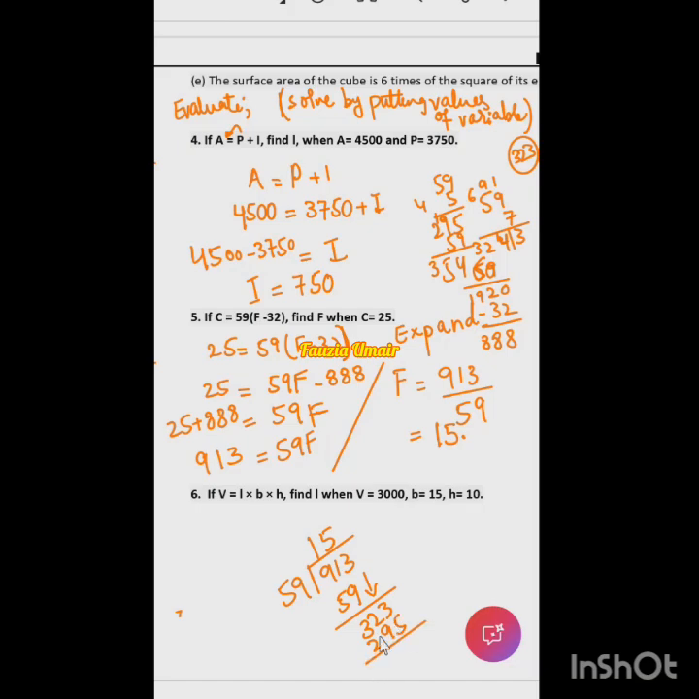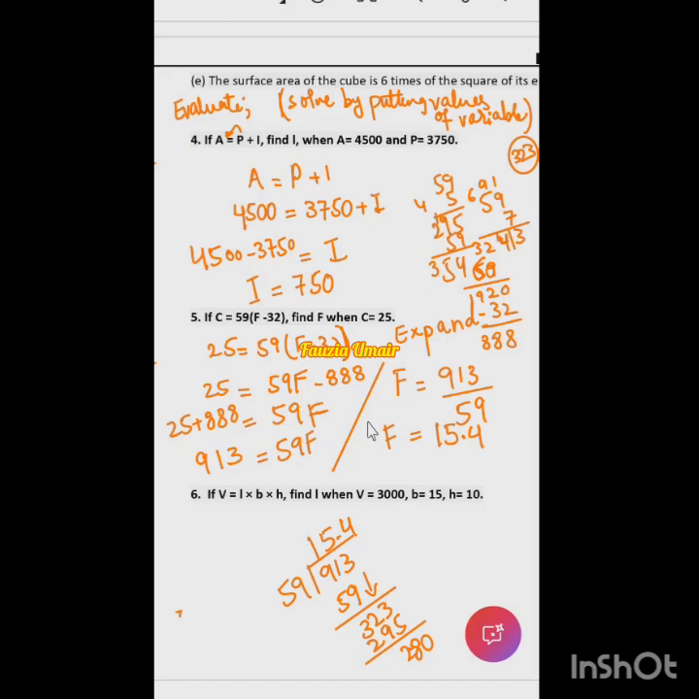So how much is the remainder? 28. 28 में फिर 0 है ना? The point will come and then this will become 280. So now the closest is 59 fours are 236 है ना? So it's approximately 15.4, the value of F, right?